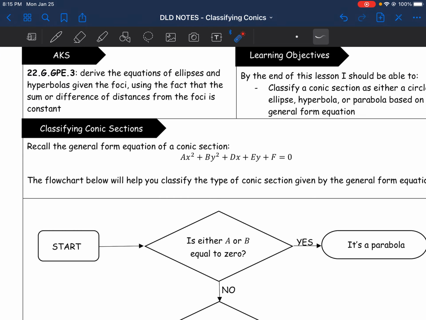So recall that the general form equation of a conic section is given by the following equation: ax squared plus by squared plus dx plus ey plus f equals 0, where a and b are the coefficients of x squared and y squared, d and e are the coefficients of x and y, and f is a constant. So the purpose of today's video, and it's going to be a relatively short video, is to be able to classify conic sections based off of the general equation.